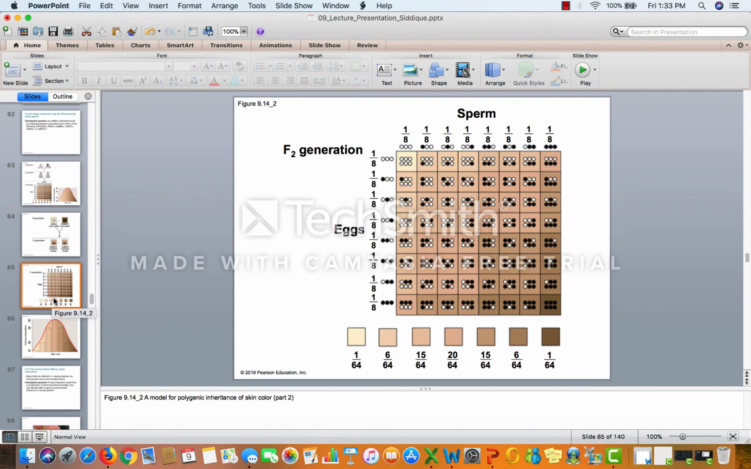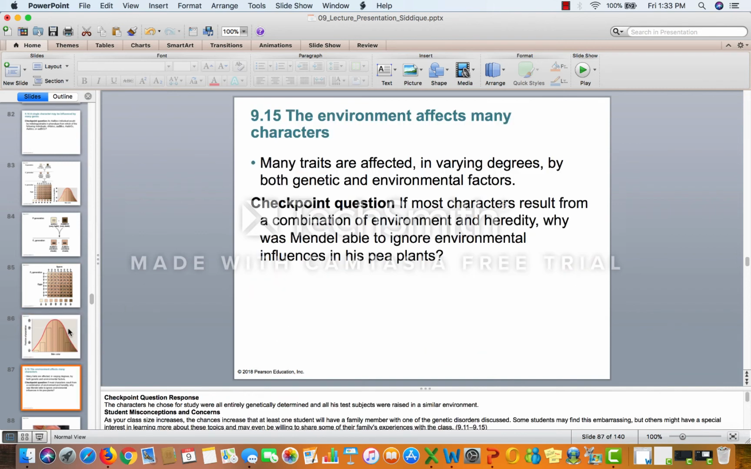And then you have all of these combinations out of 64. I'm not going to repeat them. The majority, most of us, are going to be mixed, right? Or variances of it, right? And then it's very rare to get the other extreme polygenic skin characteristics, okay?